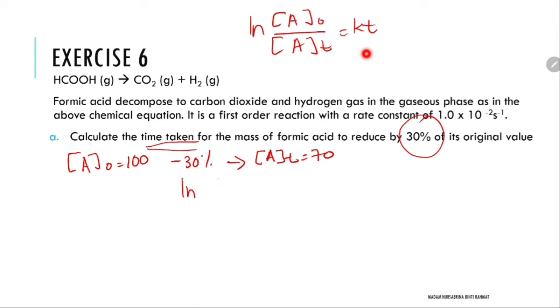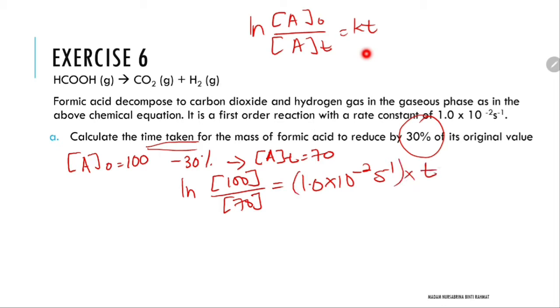So ln 100 over 70 equals 1.0 times 10 to the power of negative 2 s^-1 times t. Your time is in seconds because the unit of your rate constant is per second. That means the time taken is in the unit of seconds. So you will get your answer to be 35.67 seconds.